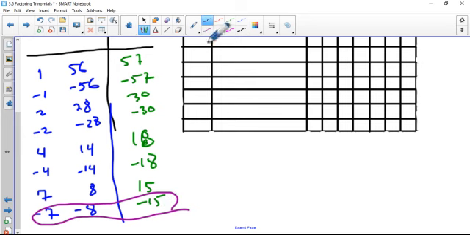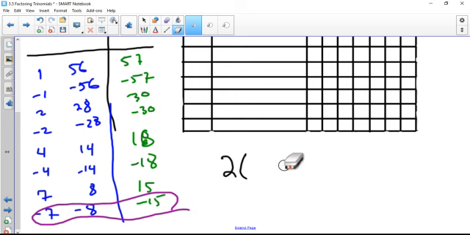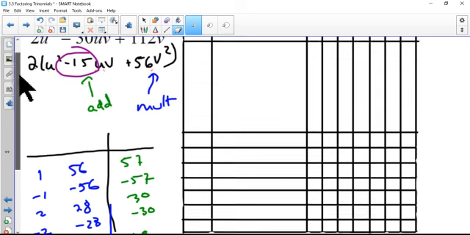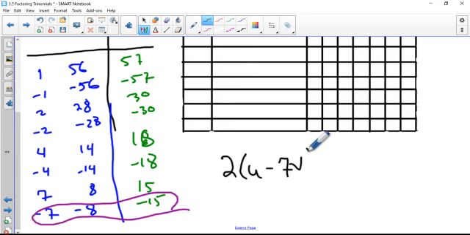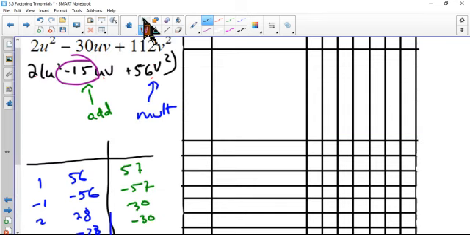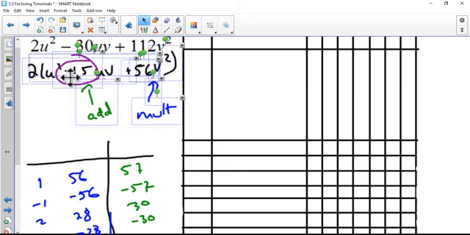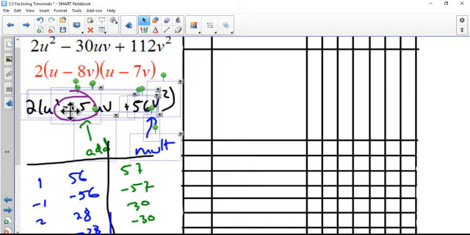So putting all these together, we have our two factors out in front, and then our two factors of x minus 7. Oh, but they're not x's. The u's and v's are not. It's u and v. So we have u minus 7v and u minus 8v. And again, if I wanted to check my answer, I can expand it, or I could just move this down and we can see that is the correct answer.